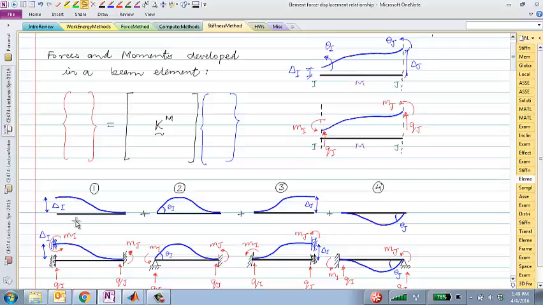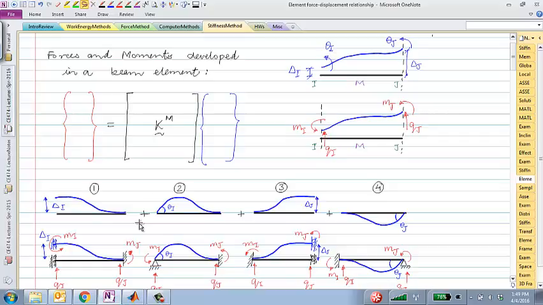Okay, and if I can figure out what would be the forces and the moments needed to cause this type of deformation, then I can use that information to construct this relationship. Okay, and the idea is that since I have only 4 degrees of freedom, I'll do this process 4 times, once for a displacement at I, rotation at I, displacement at J, rotation at J, and then no matter what configuration I have here, I can always express that configuration in terms of some combination of these 4, right?